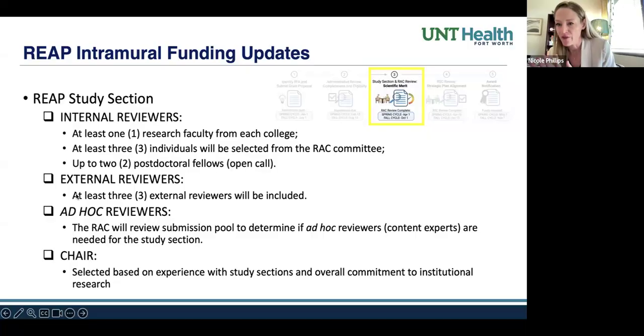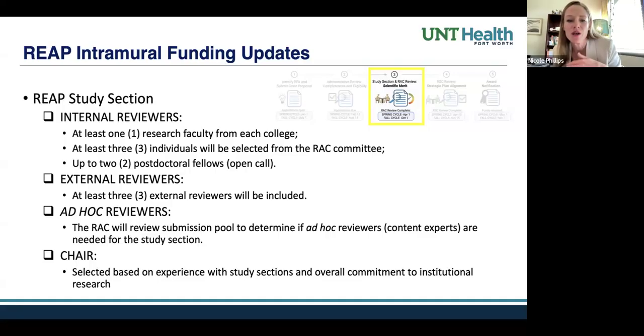We absolutely will have representation from each college. We'll have 3 individuals who will come from RAC. They can be a college representative and also a RAC representative, so there can be a little bit of dual role there. And then we plan to post a call for postdocs to give them an opportunity to serve if they'd like. This will be an open call opportunity for learning and participating in what hopefully will be conducted as an NIH style study section.